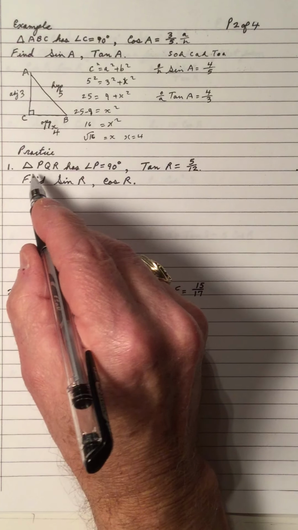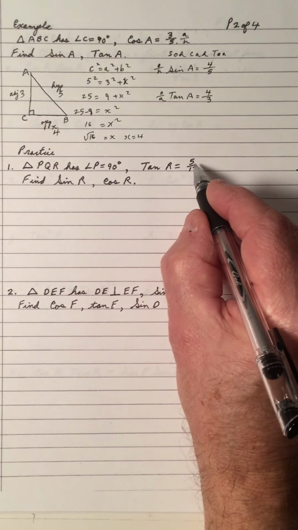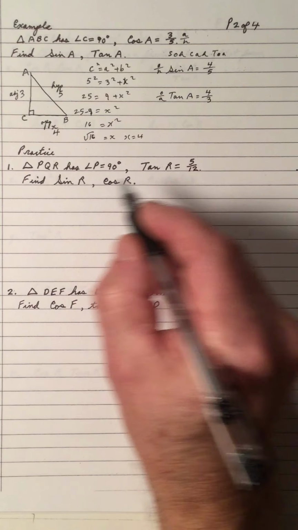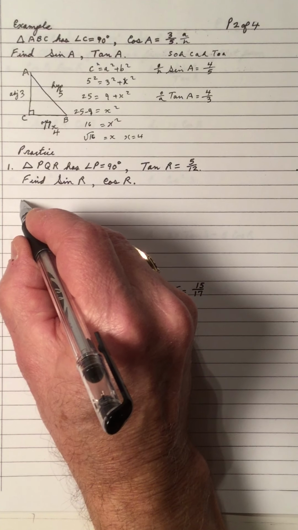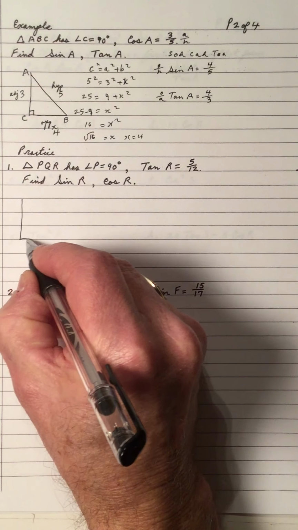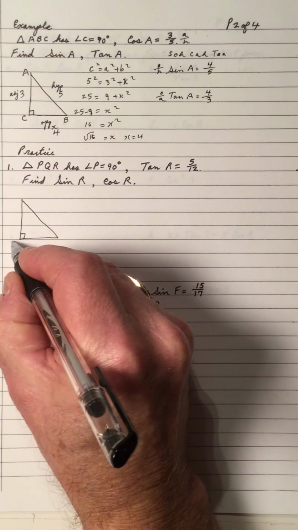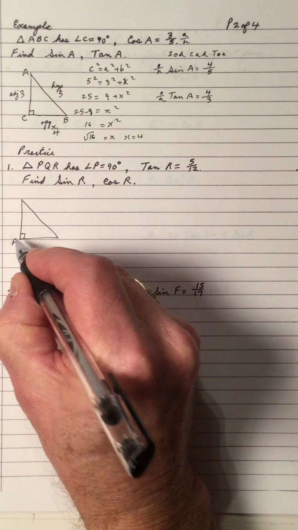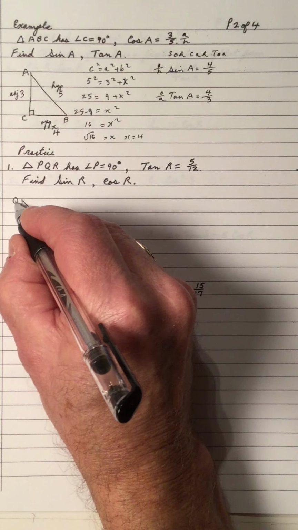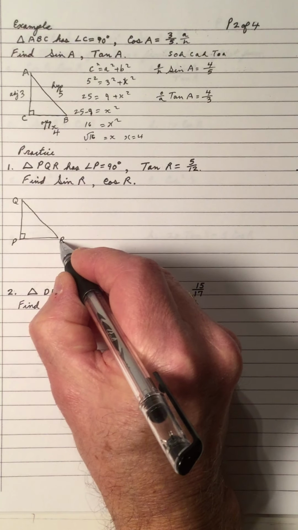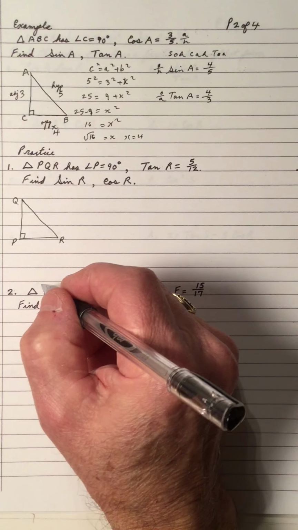So here we go. Triangle PQR has angle P 90 degrees. The tan of R is 5 over 12. Find the sine of R and the cos of R. And again, we have a triangle. P is 90 degrees, so let's put that in. I can say that this is Q and this is R, or this is R and that's Q. It makes no difference as long as you put P 90 degrees.